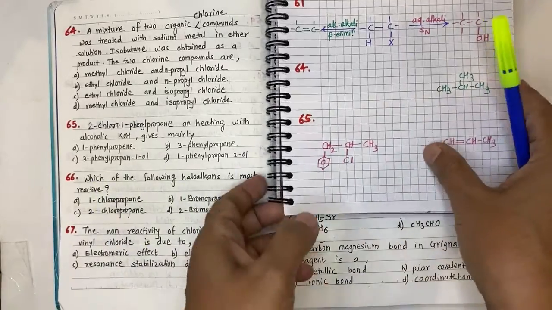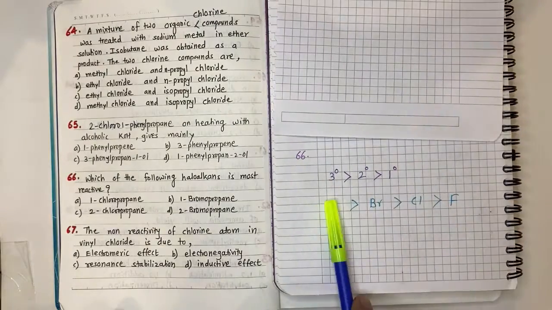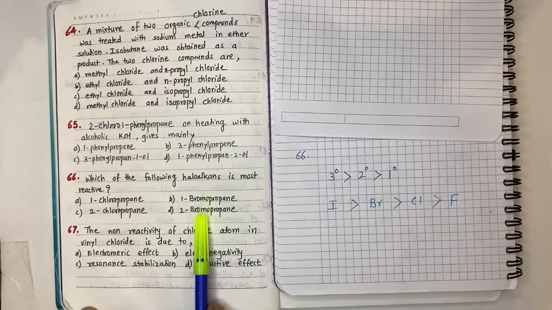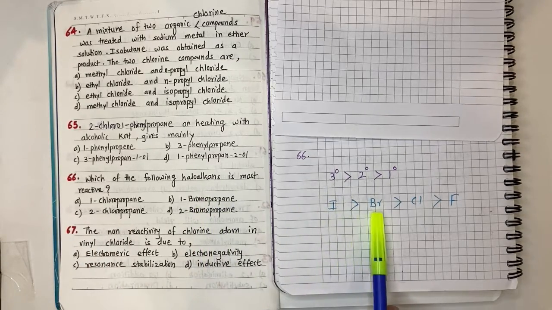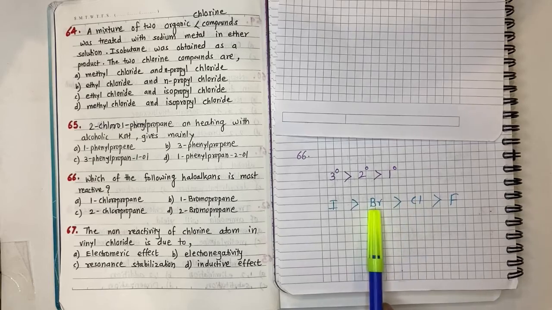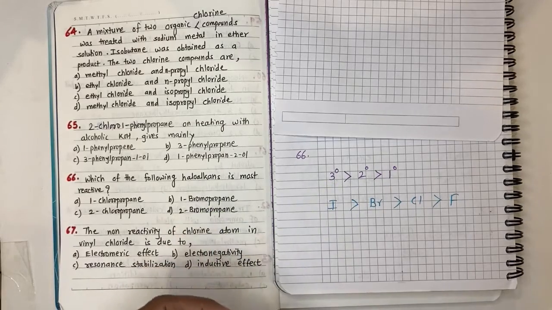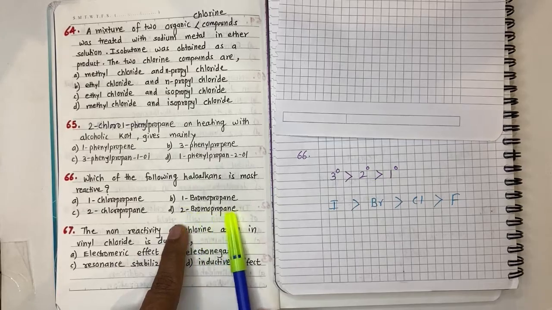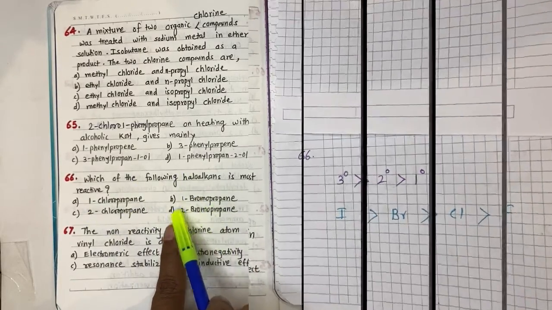Next, which of the following haloalkanes is the most reactive? See here, what is given: 1-chloropropane, 2-chloropropane, and the bromo compounds, all propane. You know that chlorine is less reactive than bromine, therefore these two. Out of these two, you know the reactivity: secondary is more reactive than primary. Therefore, 2-bromopropane is the most reactive out of these four.